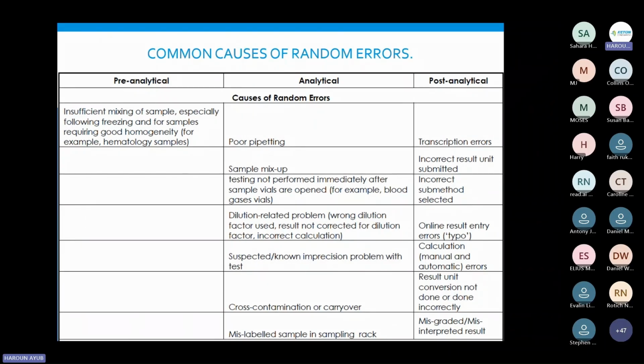For pre-analytical: insufficient sample mixing, especially following freezing, or samples requiring good homogeneity in hematology. Remember, when you are handling that particular EQA, you must handle it correctly. For hematology, make sure that you are mixing sufficiently using the palm of your hand and inverting it 10 times. Also remember that once you've removed it from the fridge, you have to let it attain room temperature for 15 minutes before you start mixing. Treat EQA the same as your QC material. Do not use a roller mixer for EQA, no matter how tired or how busy you are. Don't put the EQA samples on a roller mixer.